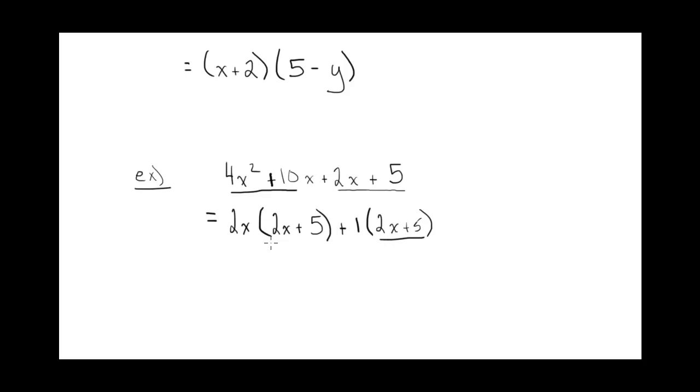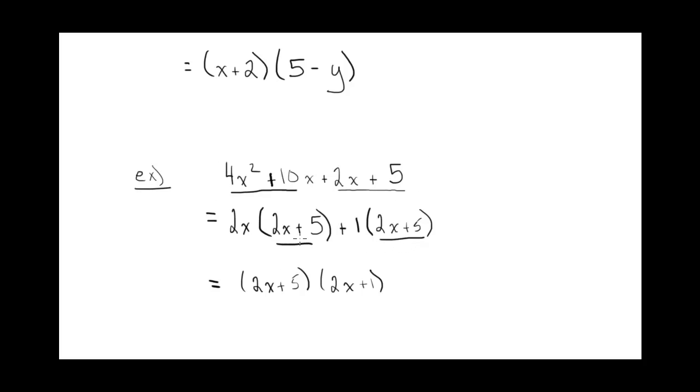And notice that you get the common binomials. So 2x plus 5. And then what's left over? 2x plus 1. So this is the factorization of this.